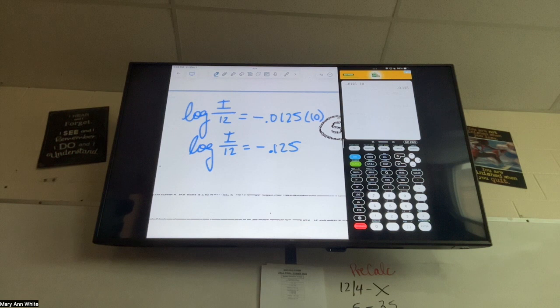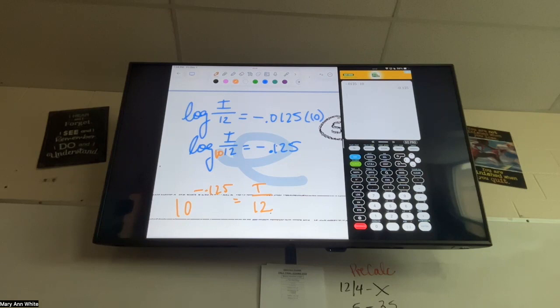Then at this state, we can't solve this in its log form, so that means we need to put it in our exponential form. What would my base be here? 10. My iPad always messes up. There we go. Base would be 10. And then I'm gonna log roll it. So I'm gonna roll and I'm gonna go 10 raised to that negative 0.125 equals I over 12.